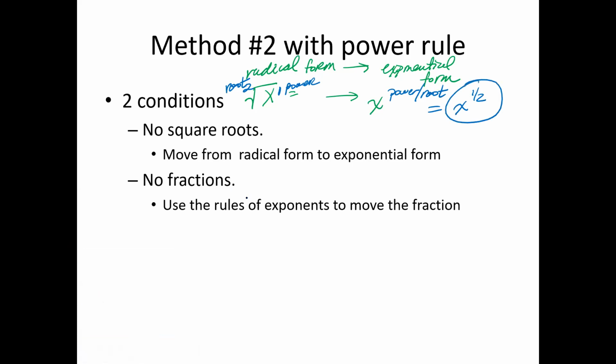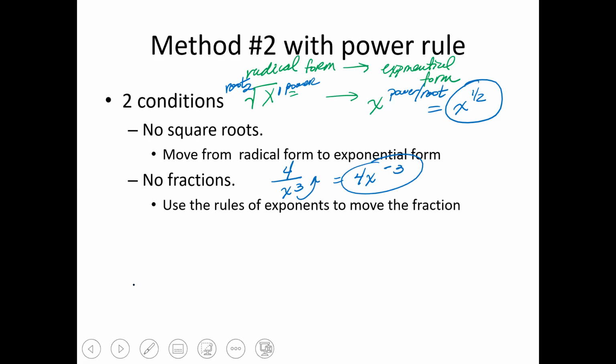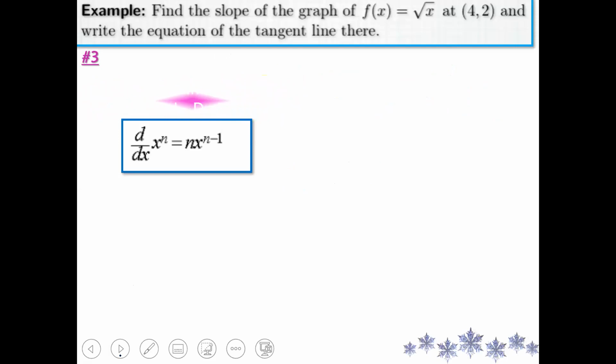And also you cannot have a fraction. So if I have 4 over x to the 3rd power, going back to algebra, you will move this up. So you have 4x to the -3rd power. So those are the two stipulations. And if you don't have either of those in your way, then apply away with the power rule.